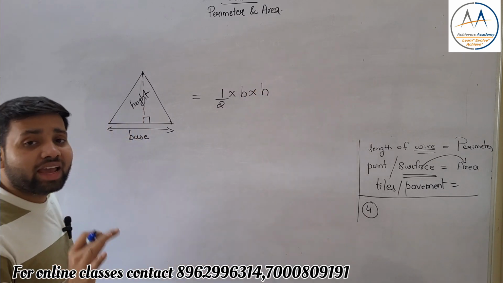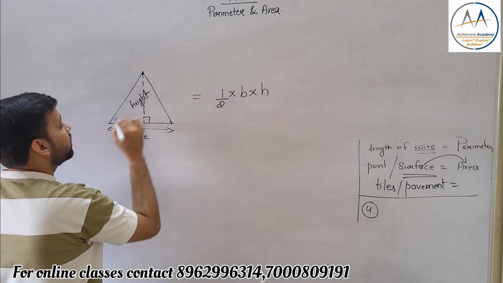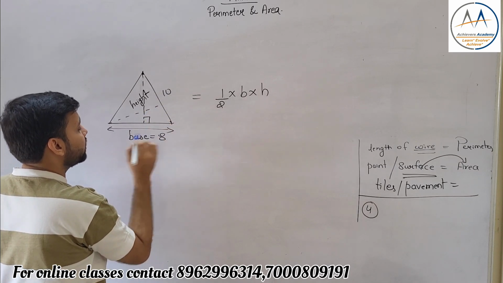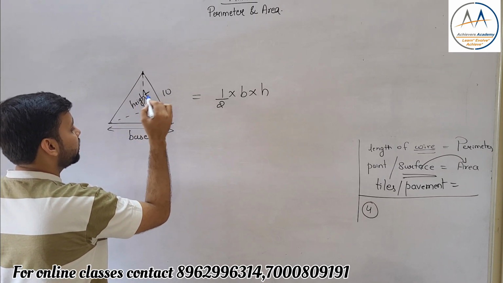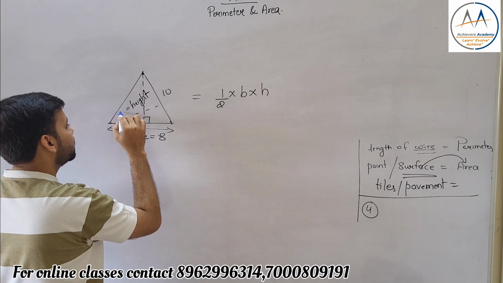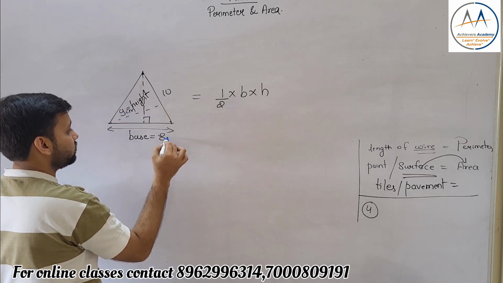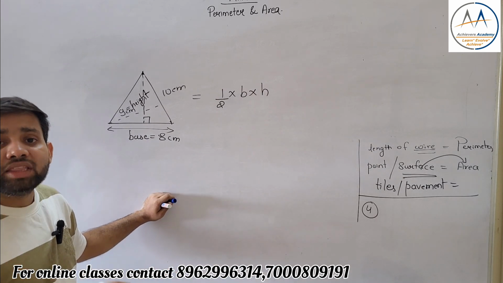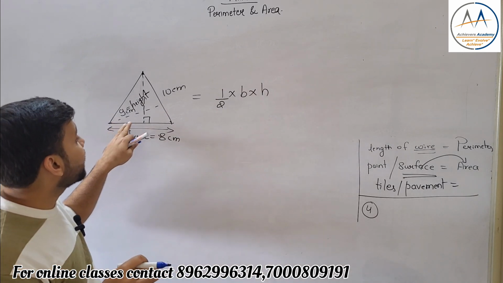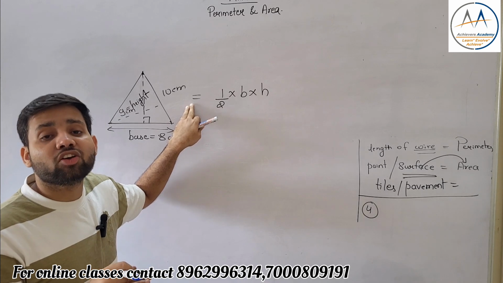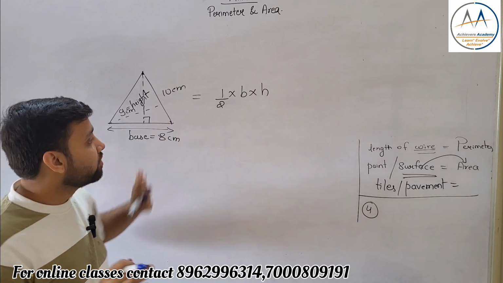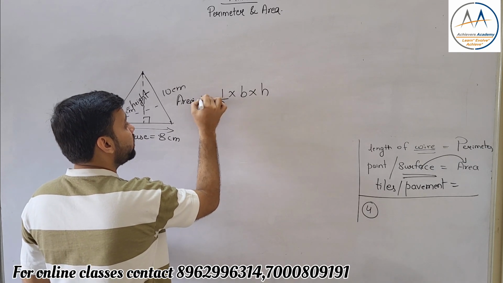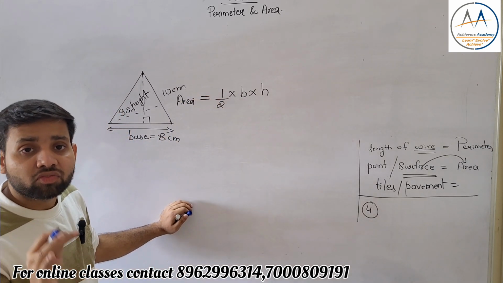Now, what will be the altitude on the side of 10 centimeter? This is, let's say, 8 centimeter, and the height we'll consider as 9 centimeter. Another side is 10 centimeter. What will be the altitude of the same triangle corresponding to the side of 10 centimeter? What we will do, we'll first calculate the area. If you want, you can first calculate the area of the triangle.